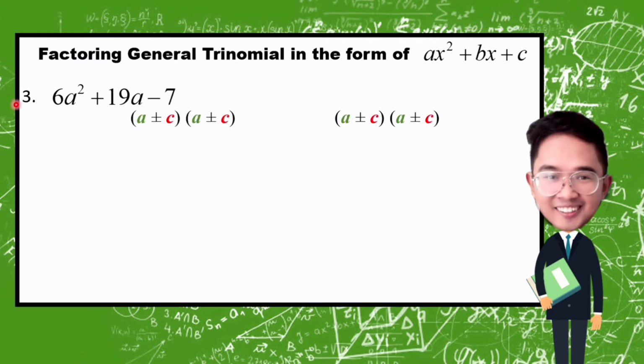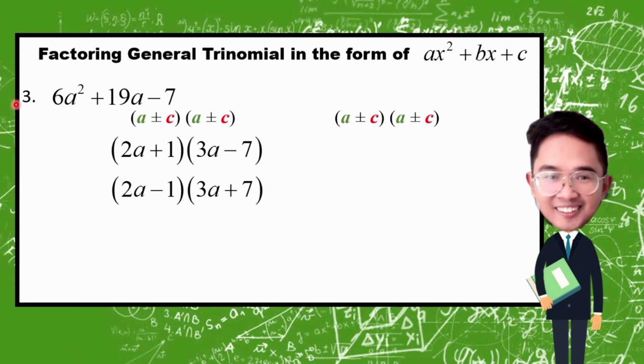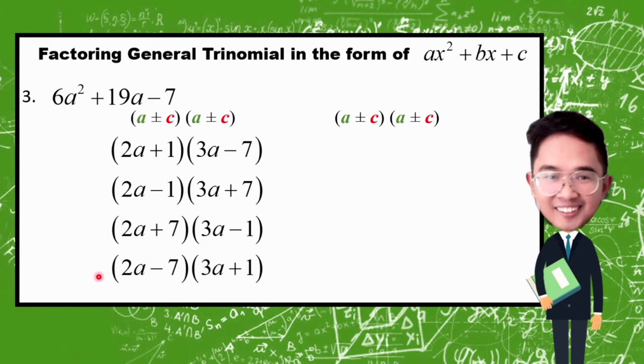So the possible factors are the following. The quantity of 2a plus 1 multiplied by the quantity of 3a minus 7, the quantity of 2a minus 1 multiplied by the quantity of 3a plus 7. As we can see here, we are interchanging the sign. Next, the quantity of 2a plus 7 multiplied by the quantity of 3a minus 1. The quantity of 2a minus 7 multiplied by the quantity of 3a plus 1. And as we can see here, we interchange the last terms.